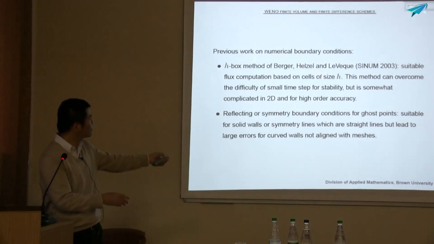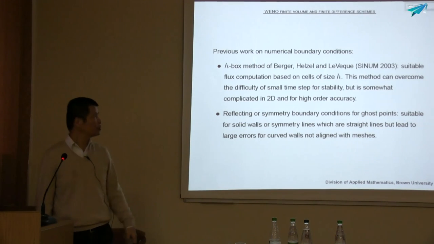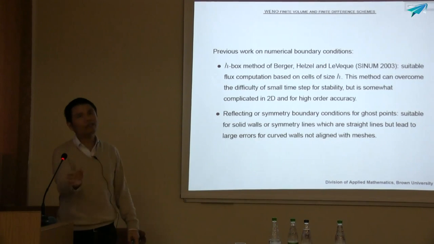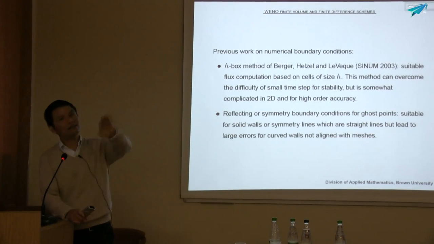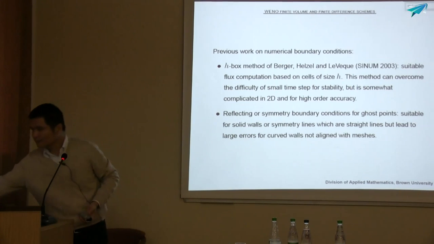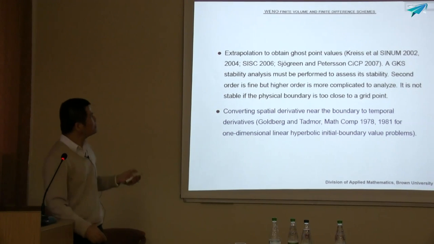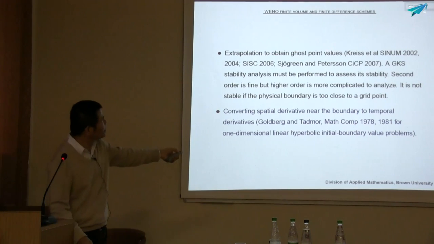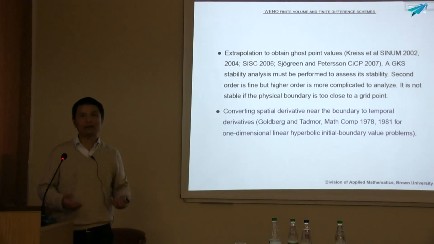You can use these kinds of techniques, but they are usually restricted to second order accuracy. Also, another difficulty is that you usually have a wall boundary in complex geometry. You have a wall reflecting, and it is very difficult to do a curved wall on rectangular meshes. So how do you do this kind of thing? You can use extrapolation to obtain ghost point values, and then you can study the stability of the resulting scheme.